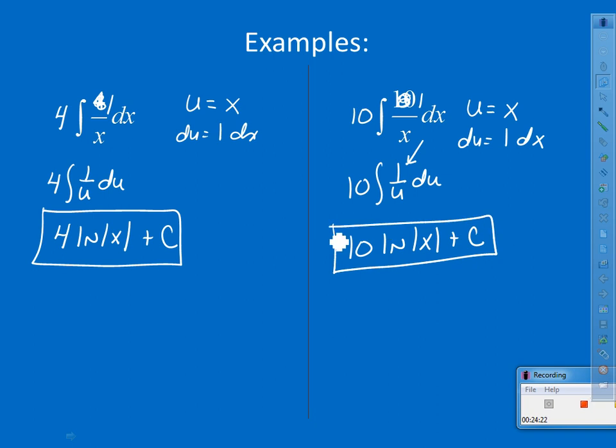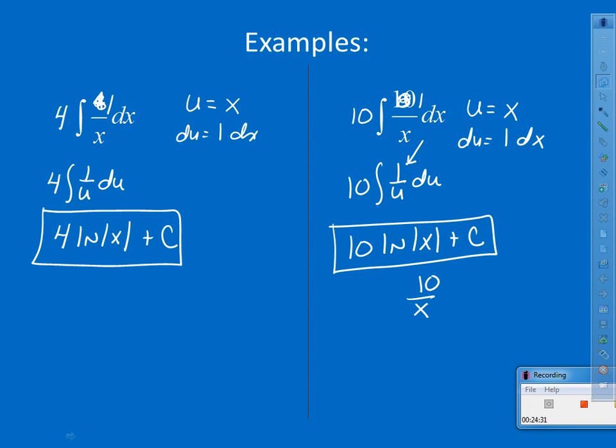Easy to check. The derivative of natural log of x is 1 over x. I'm going to multiply it by 10, and then I'm back to where I started. After you do a few of these, they really get kind of easy.